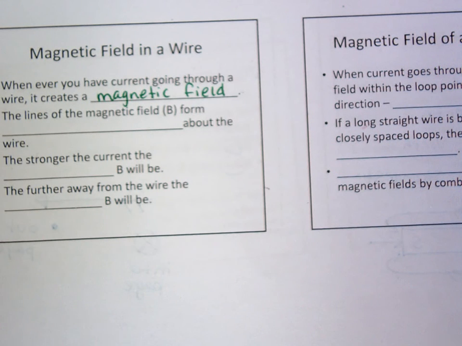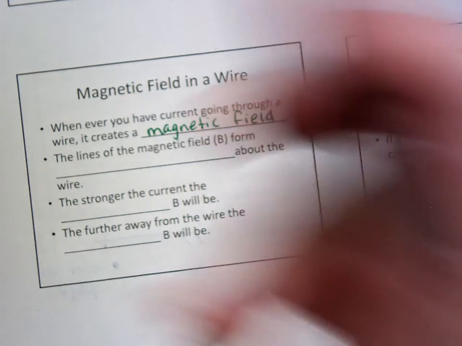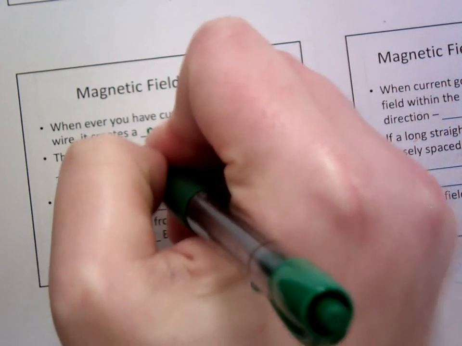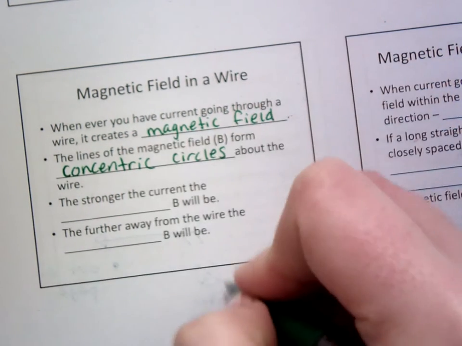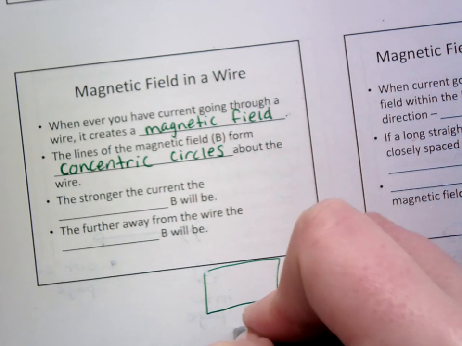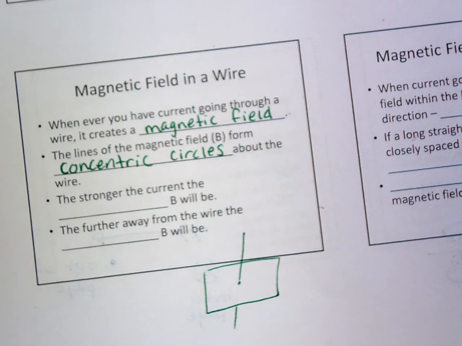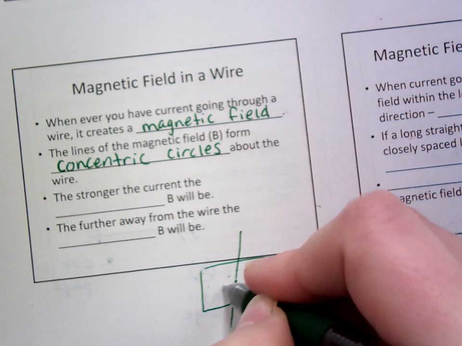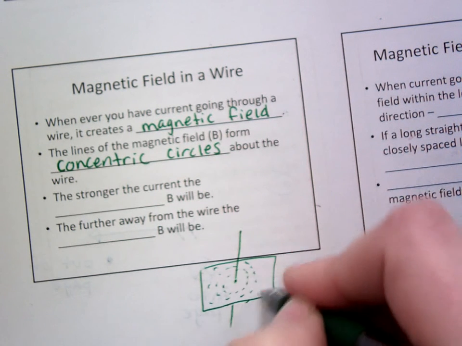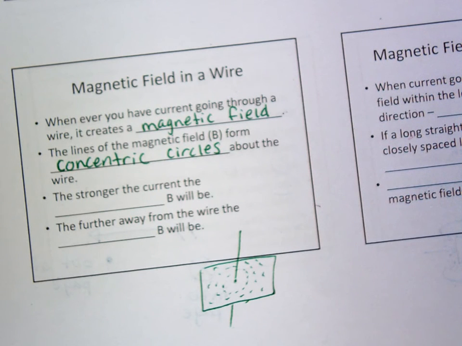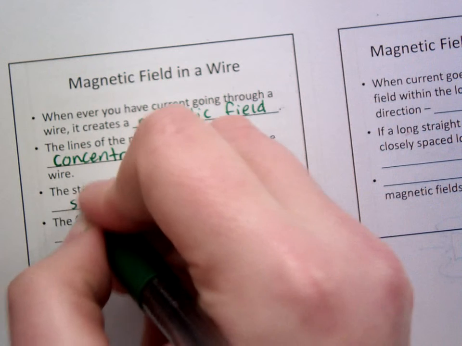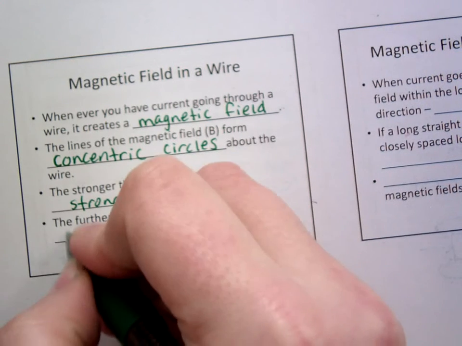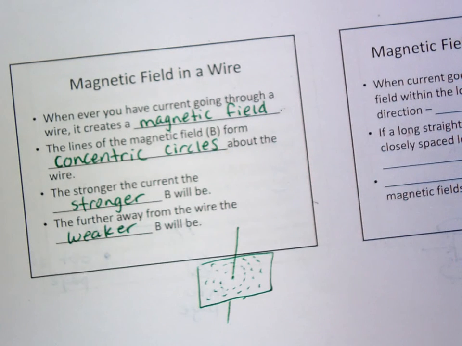Now the magnetic field that is created forms concentric circles about the wire. So if you had a wire through a sheet of cardboard with some iron filings sprinkled on top, you'll find that when you run current through it, the iron filings actually form circles around the wire. Now the stronger the current that you run through there, the stronger your magnetic field will be. But as you get further away from the wire, the weaker the magnetic field becomes.